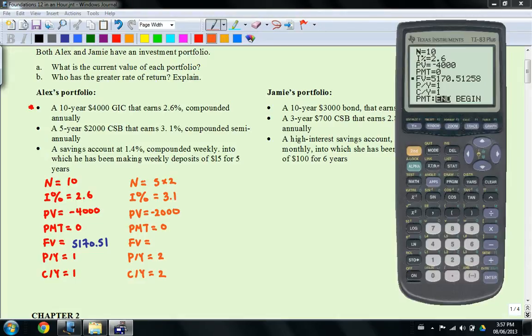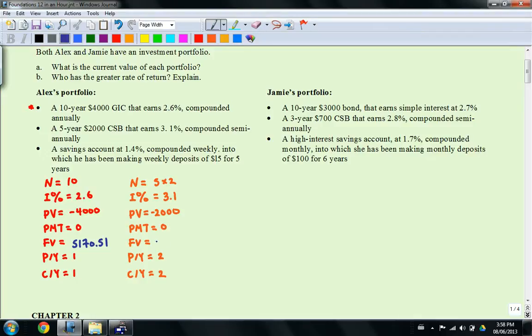So N is equal to 5 times 2, that's 10. So that's good. 3.1%, minus $2,000, payment 0, and it's semi-annual. So now I can go future value, and then hit the solve button, and this will be $2,332.54. Okay. There's one more part of this.